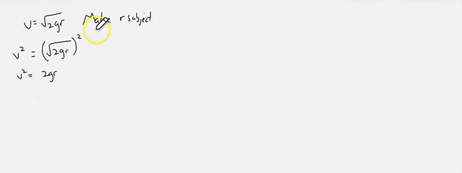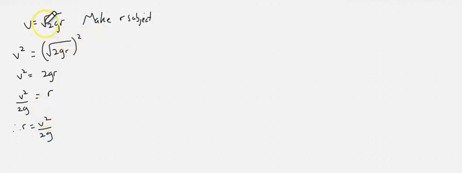And now, we're asked to make R the subject. So since we're multiplying by 2g here and we want to get rid of this 2g to get R alone, we divide both sides by 2g. So on this side we'll have R, and on the opposite side we'll have V squared divided by 2g. Therefore, R is equal to V squared over 2g, and that's our answer.